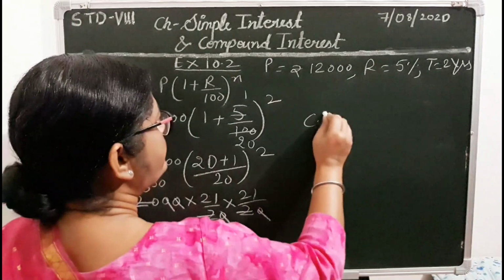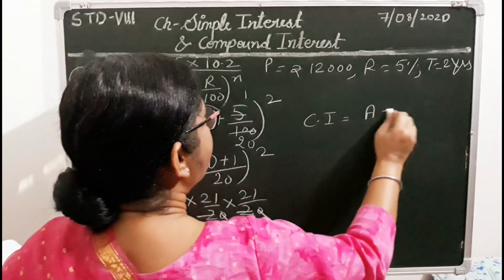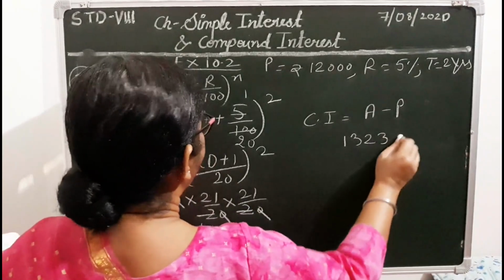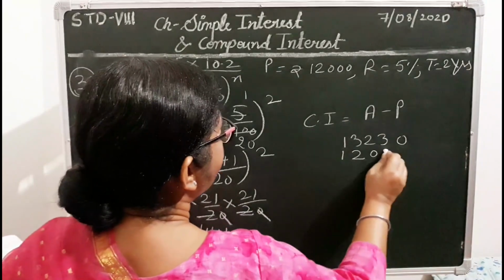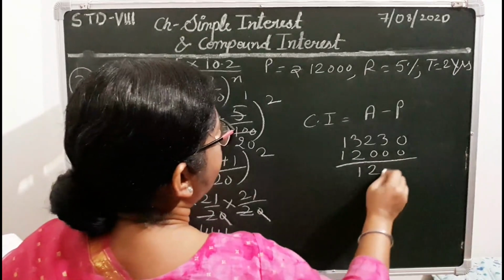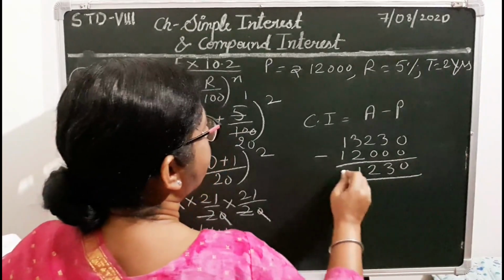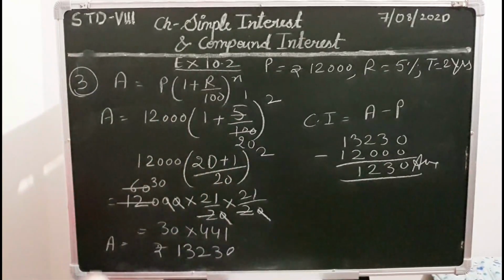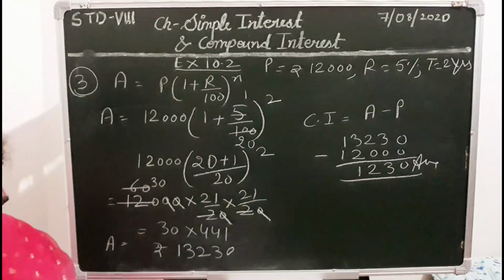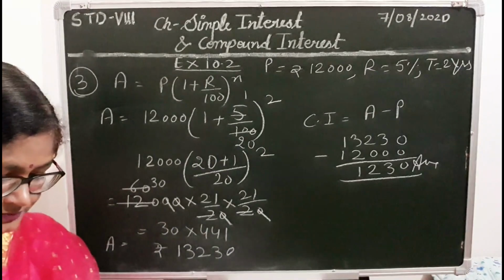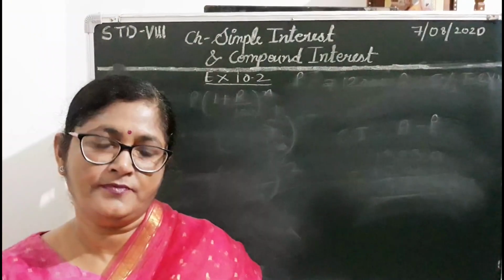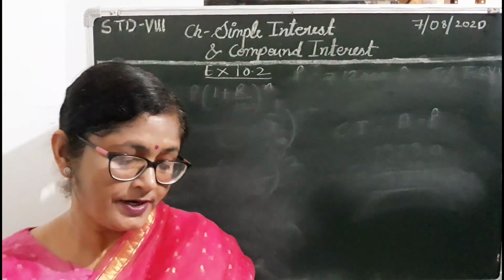Now compound interest is equal to A minus P. Amount is 13,230 minus 12,000. Compound interest is 1,230. Now questions number 4, 5, 6, 7 are the same. See your book.